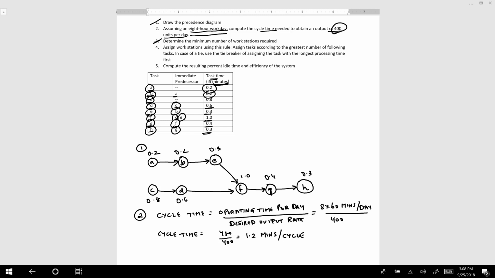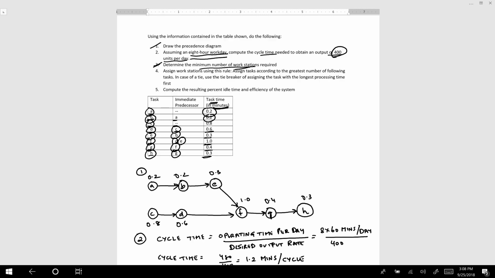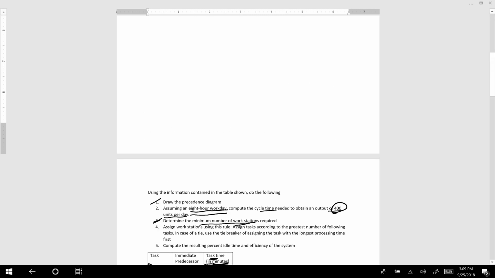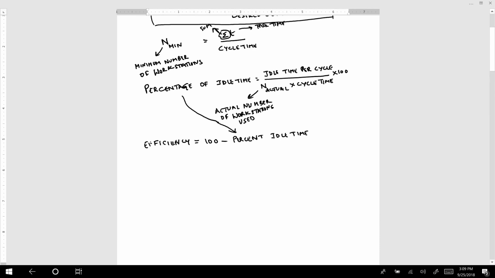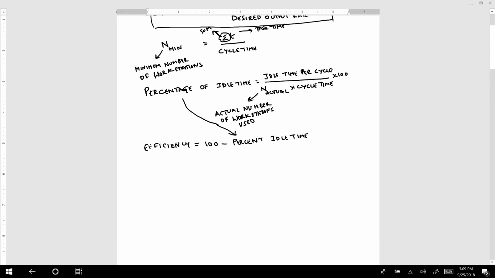For 3, it says minimum number of workstations required. So we have to go back and look again at our formula for minimum number of workstations. The n minimum is the sum of all the task times divided by the cycle time.